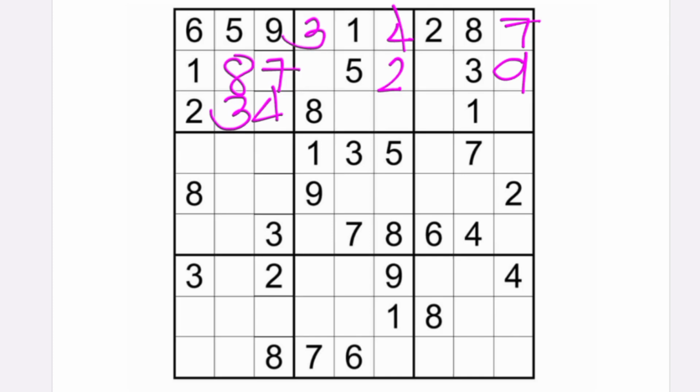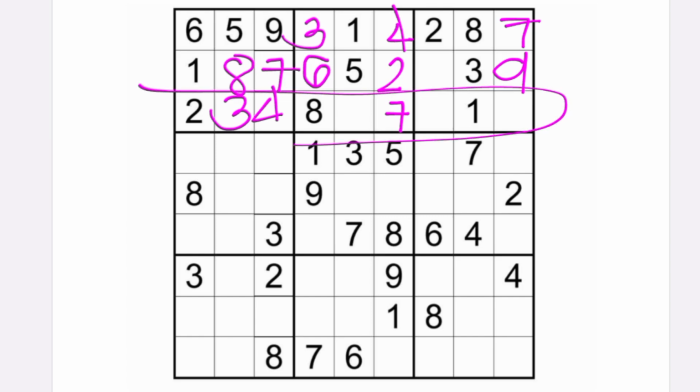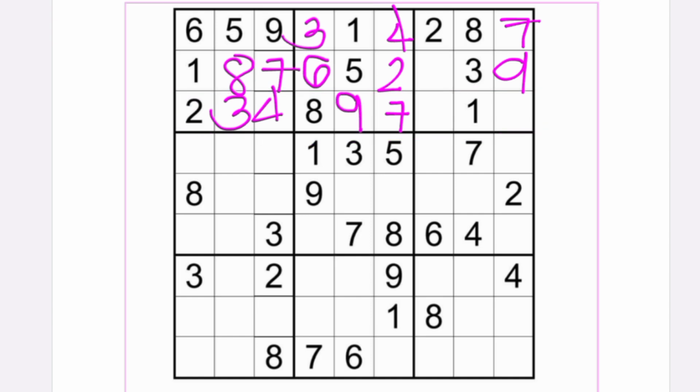So row by row again. So here, there's already number 9. And there's also number 8. So we will place the number 6 here. Here also, okay, number 7. As we can see, there's no number 7 here in column. And there's also number 7 here in column. So, number 9.